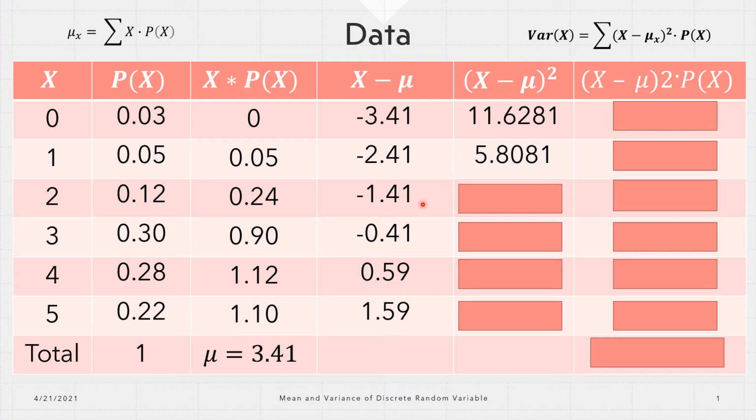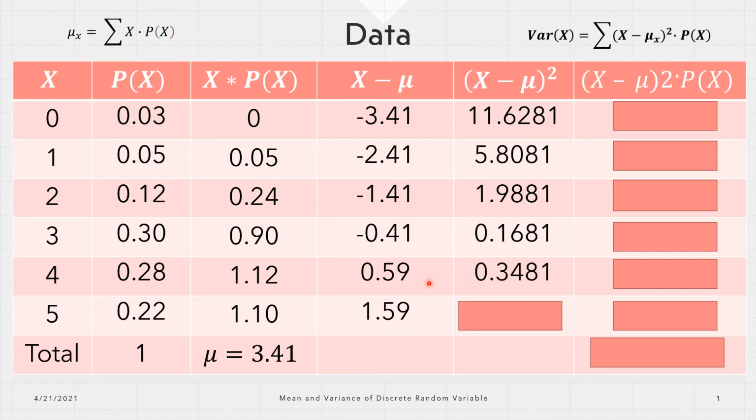Multiplying negative 1.41 by itself, we have 1.9881. Multiplying negative 0.41 by itself, we have 0.1681. Multiplying 0.59 by itself, we have 0.3481. And last, multiplying 1.59 by itself, we have 2.5281.